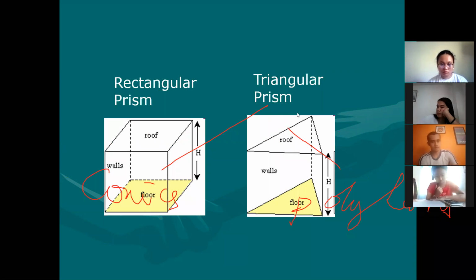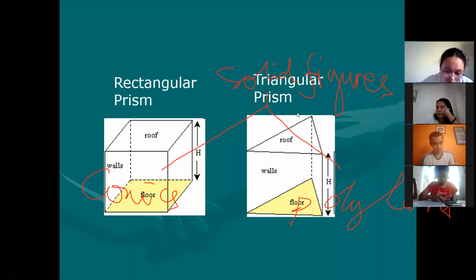are collectively called solid figures. So many, the general terms for the figures we are discussing today. These are the general terms. That's why the title of our subject is surface area and volume of solid figures. And these solid figures are subcategorized into 2, conics and polyhedra.